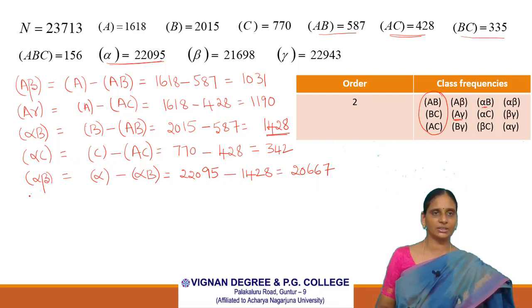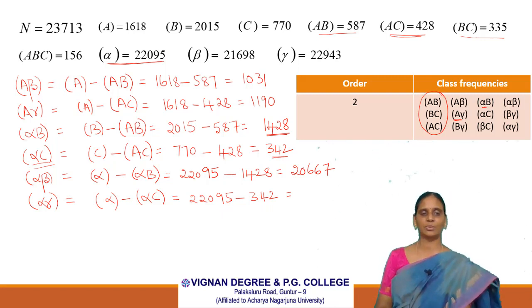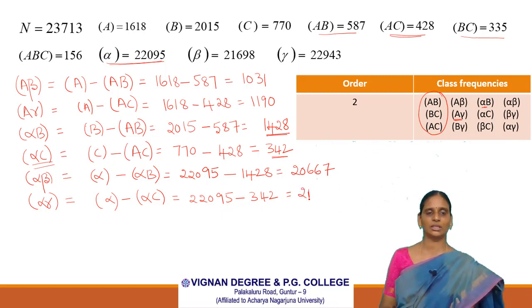And the next one is frequency of αγ, and this is equal to frequency of α minus frequency of αC. Frequency of α is 22,095 minus frequency of αC value is here. This is 342. After the subtraction, we get 21,753.